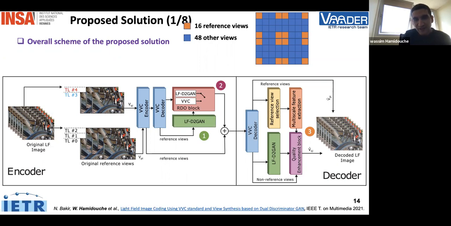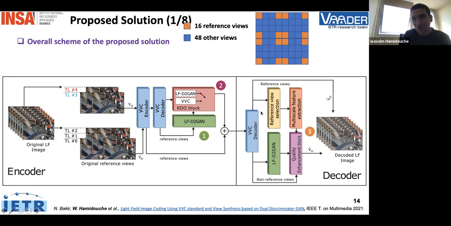I don't know if it is clear for this scheme. So the idea is to have two sets of light field views, the one we call the reference view and the no reference view. The reference view is encoded with VVC and transmitted to the decoder. The no reference views are either encoded with VVC or synthesized with this light field D2 GAN. And this block, the rate distortion optimization block, will decide if we have to transmit it or synthesize it.